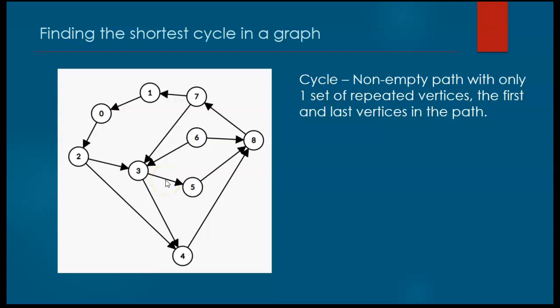In an undirected graph, edges go in both directions. In a directed graph, they're unidirectional. So we have a directed graph in front of us. And our goal is to find the shortest cycle that's in this graph.